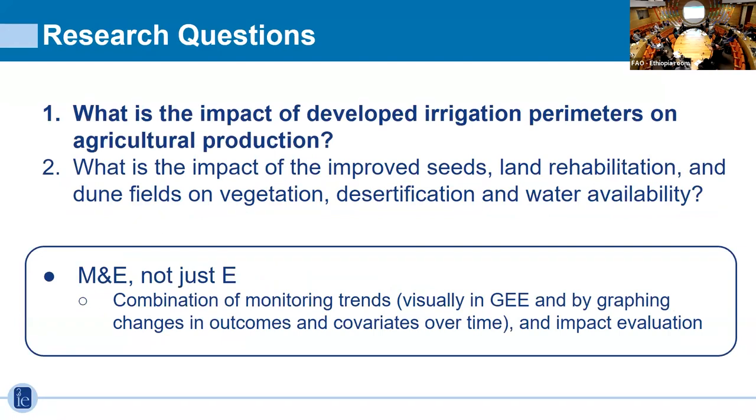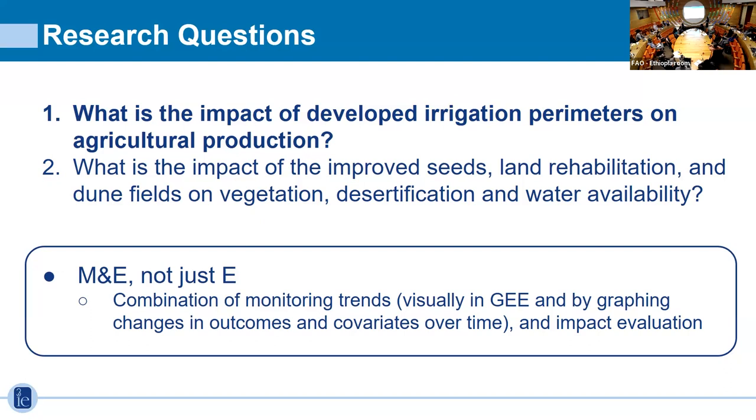So the question that we wanted to answer is, what is the impact of the developed irrigation perimeters on agricultural production? And then also, what is the impact of those other interventions, the improved seeds and land rehabilitation, on vegetation, desertification, and water availability? Again, today we're focused just on the first question.